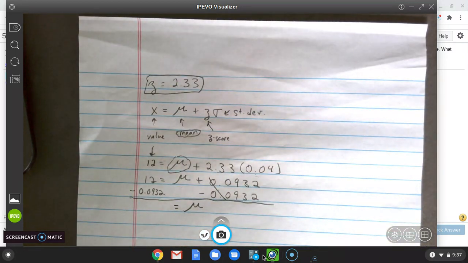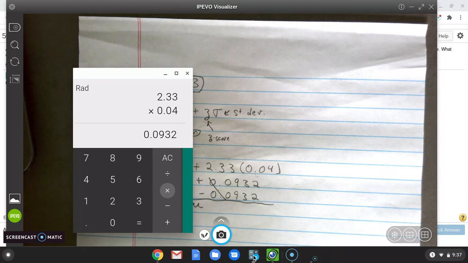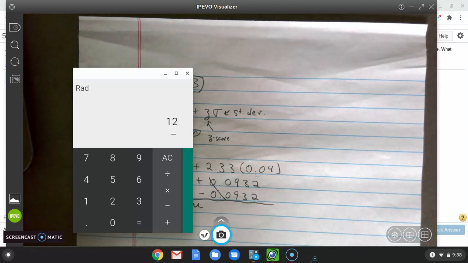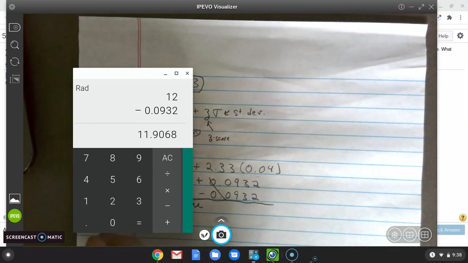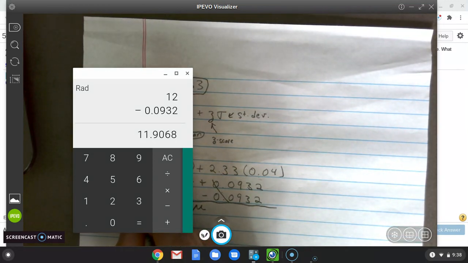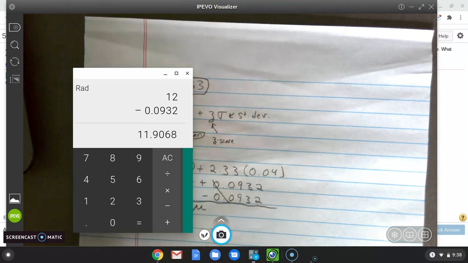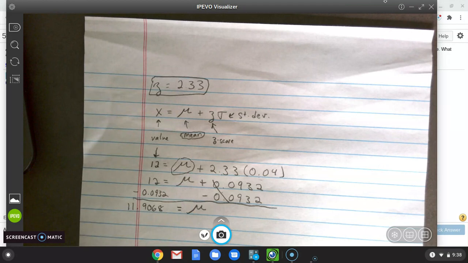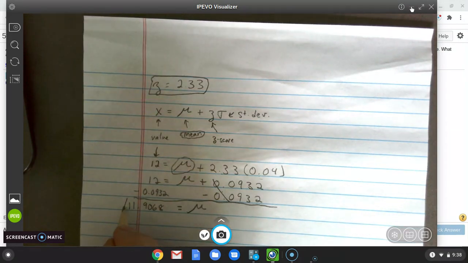So we'll go 12 minus 0.0932. And that'll give us the value that we want, 11.9068. Now we've got to round that appropriately. So let's see what they want. That should be our answer, though.